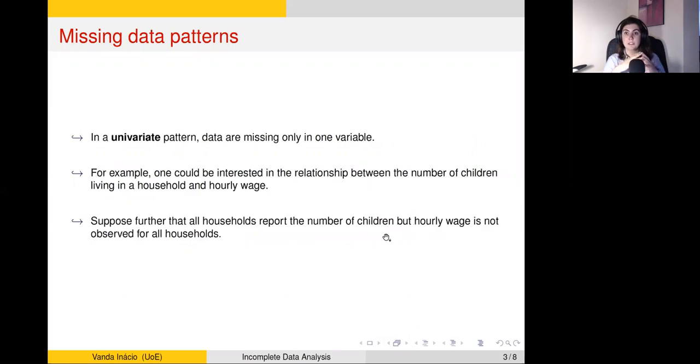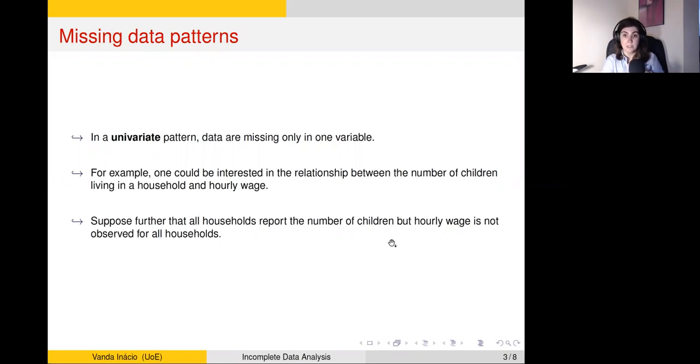Let us start with the simplest missing data pattern, a univariate pattern, where the missing values occur only in one variable. Let us consider the following example. Suppose that we are interested in the relationship between the number of children living in a household and hourly wage. And let us further suppose that while for all households the number of children is recorded, the hourly wage is not recorded for all households. So we have one variable with missing values.